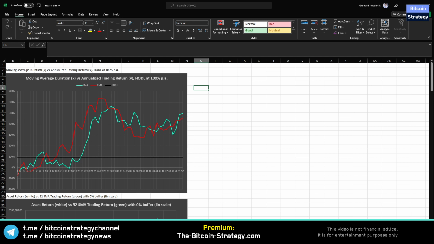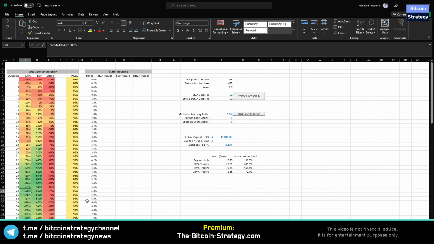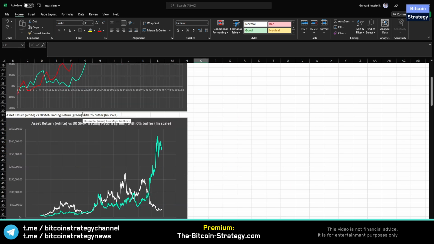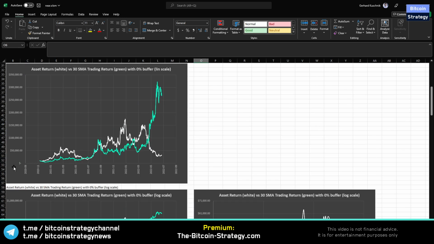So we can show this data in a chart. Let's go here to charts. On the x-axis, we've got the duration of the moving average in days. And on the y-axis, we've got the annualized performance. In black, we see buying and holding. And we can see a lot of those moving averages outperform buying and holding. So let's look specifically now at the 30-day simple and at the 27-day exponential moving average. When we enter those values over here, we can then scroll down in that sheet and look at the historical performance.